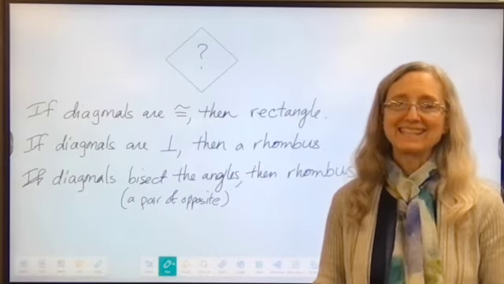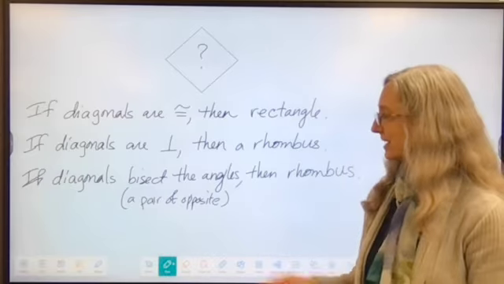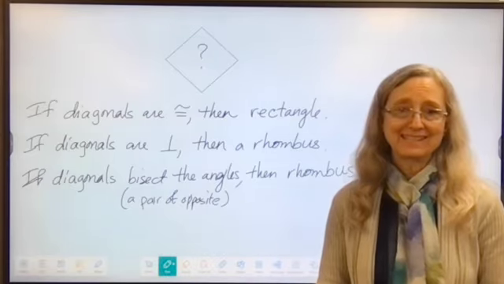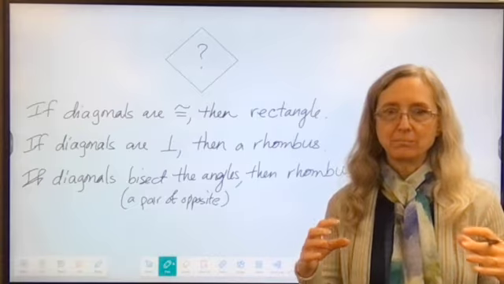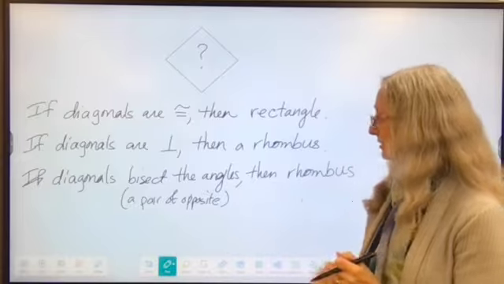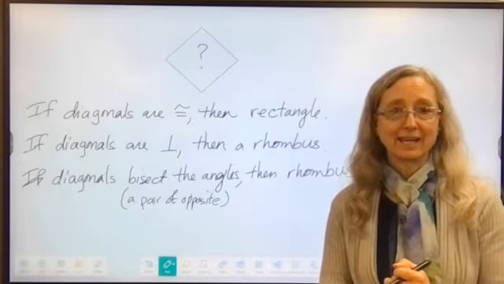Another thing you can look at is if the diagonals bisect a pair of opposite angles, not just one angle, because that could be a kite. But if they bisect a pair of opposite angles, then it is a rhombus.